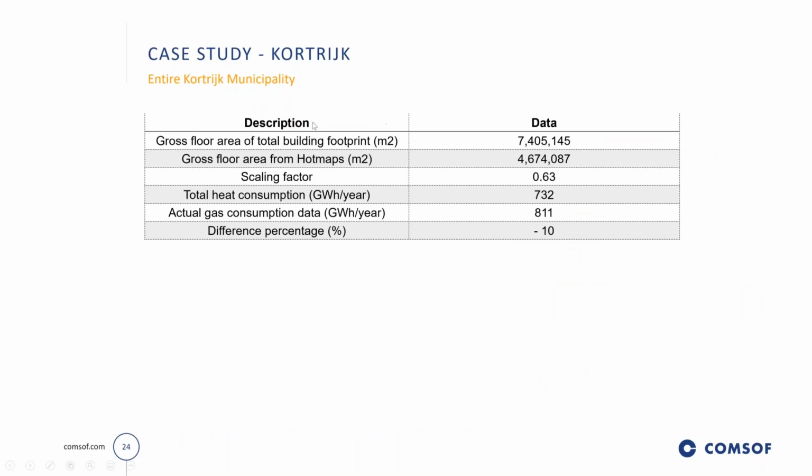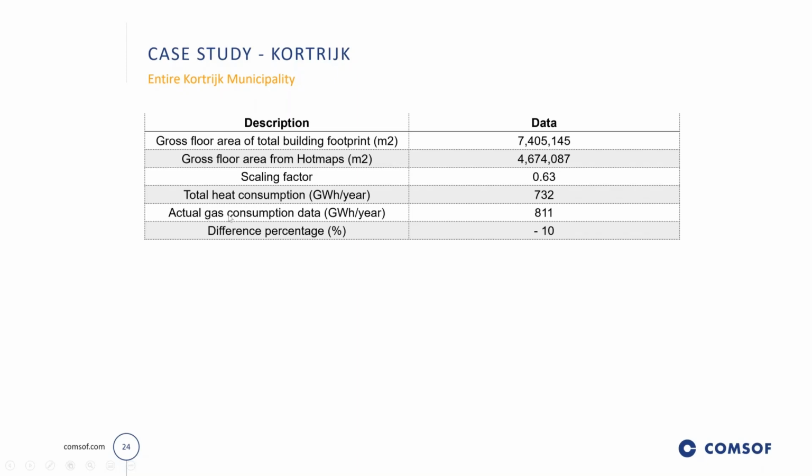Then if we run the same procedure as before, the gross floor area for total building footprint, estimated from OpenStreetMaps, is around 7.4 million square meters, but the gross floor area from Hotmaps is 4.6 million square meters. If we take the scaling factor of these two, we get a scaling factor of around 0.63. Using this scaling factor, heat demand density and gross floor area density, it is estimated that total heat consumption is going to be around 732 gigawatt hours per year.